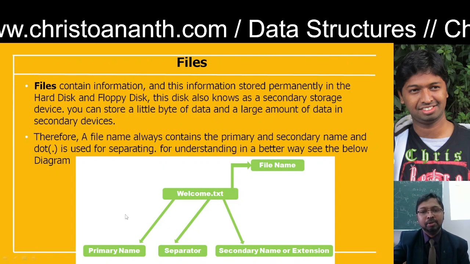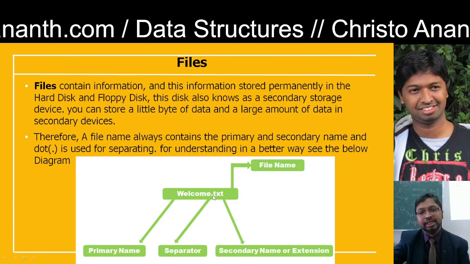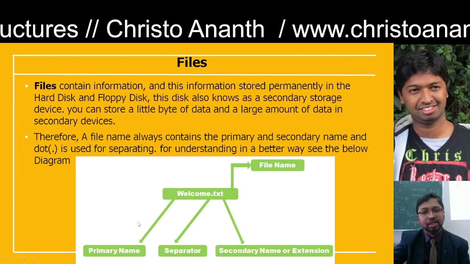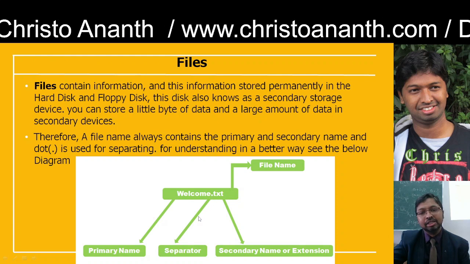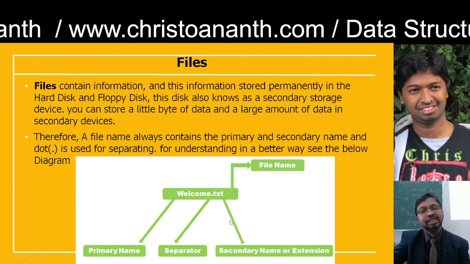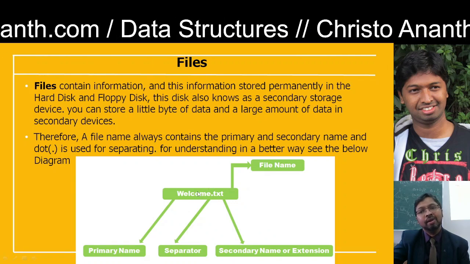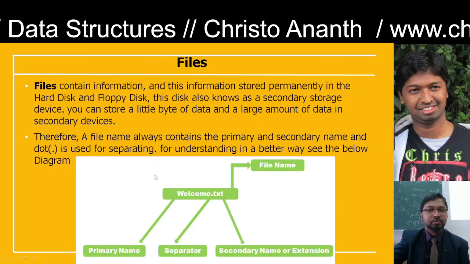For example, welcome.txt. Welcome is the primary name. The dot is the separator, and txt is the extension, or the secondary name. The whole thing you can call a file name.